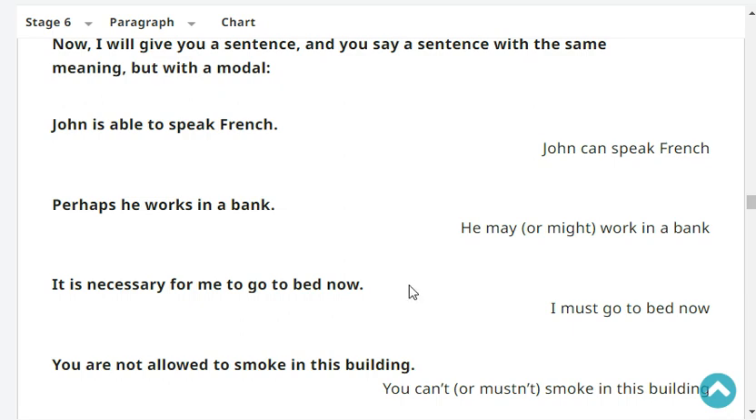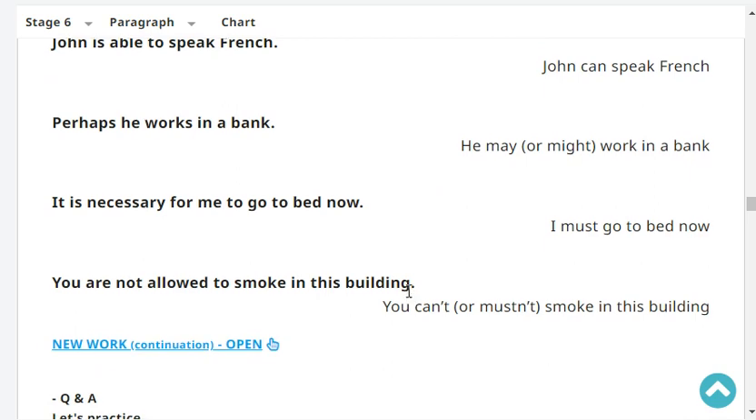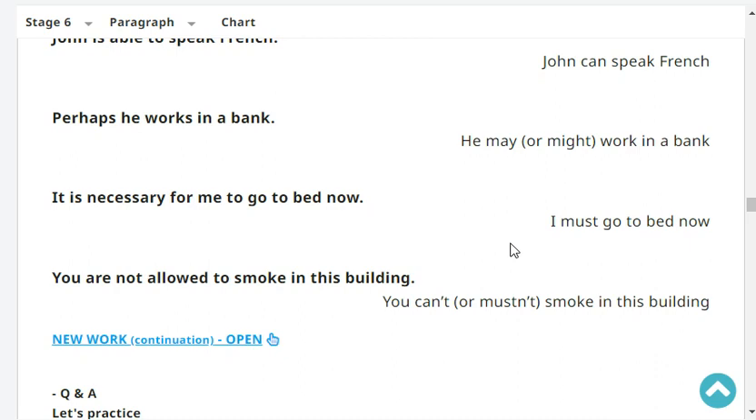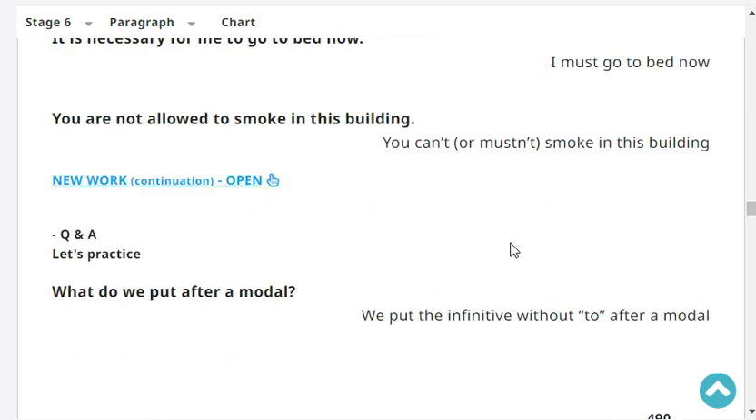It is necessary for me to go to bed now. I must go to bed now. You are not allowed to smoke in this building. You can't smoke in this building.